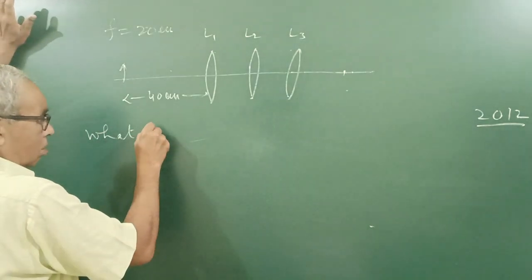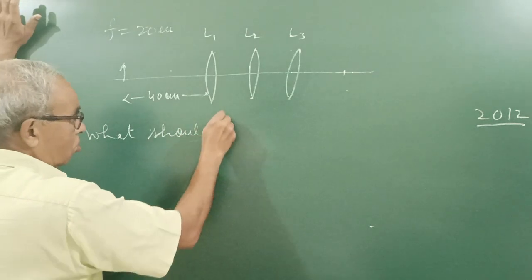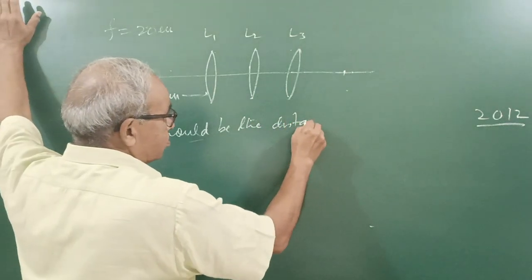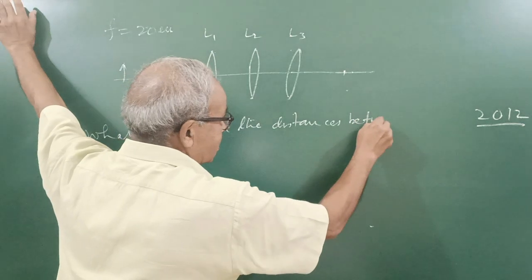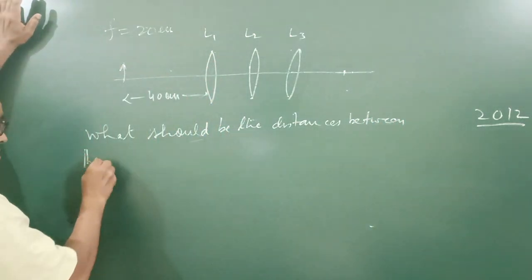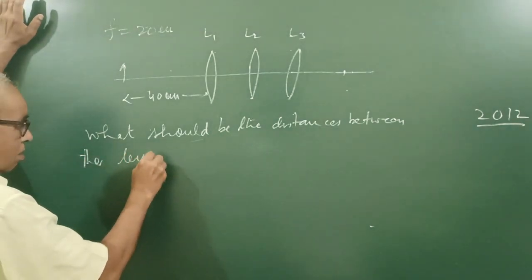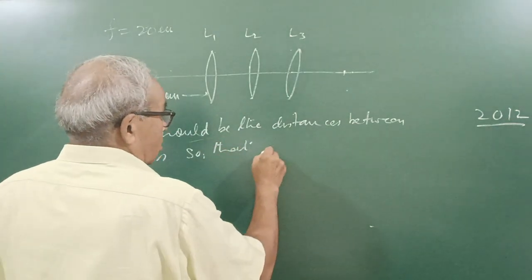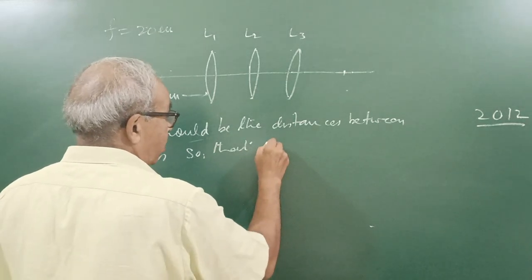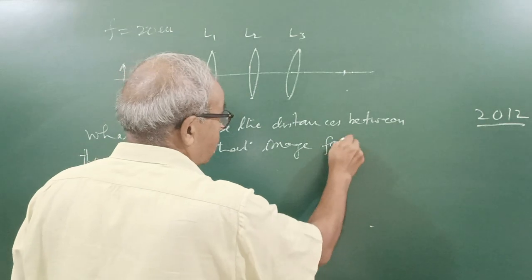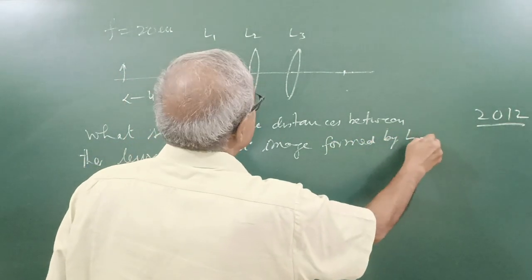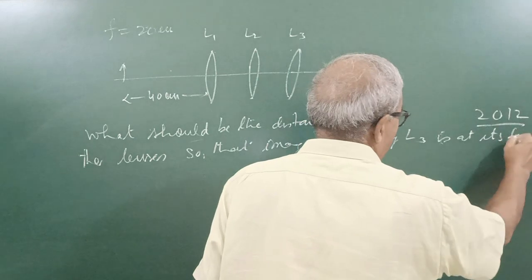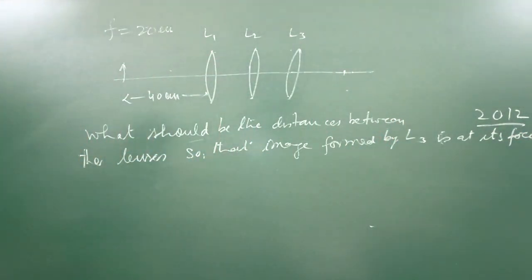What should be the distances between the lenses so that the image formed by L3 is at its focus. Simple question.